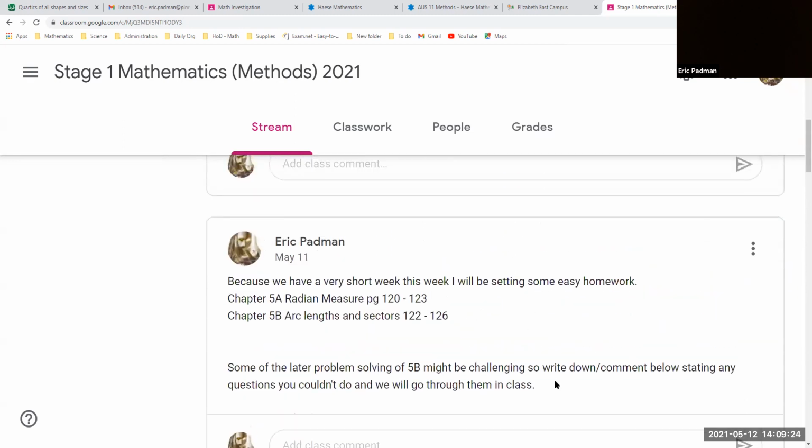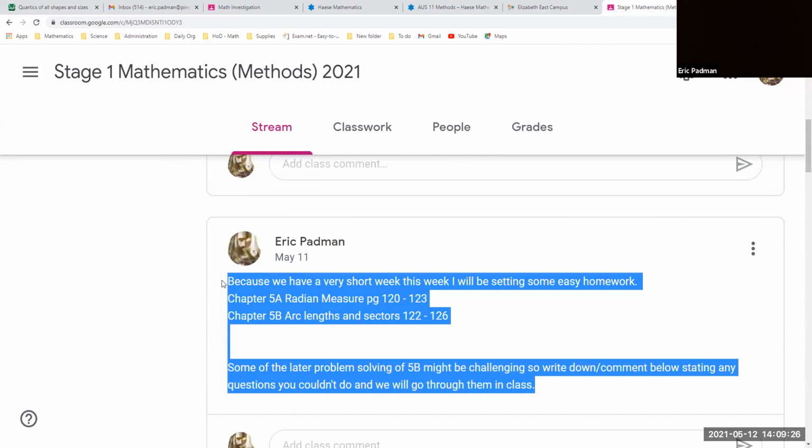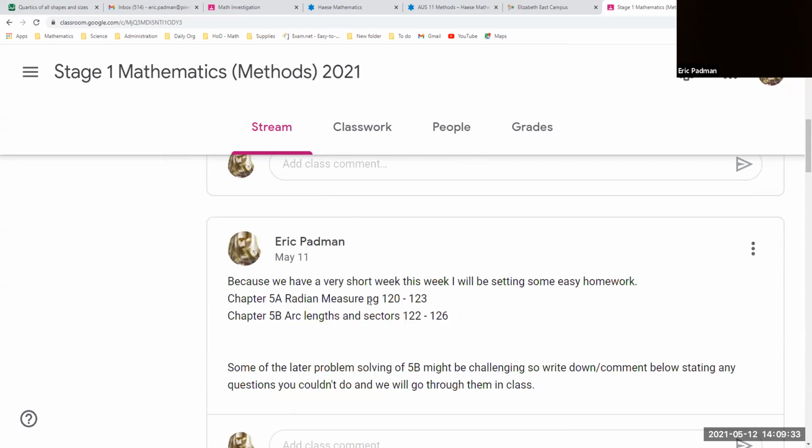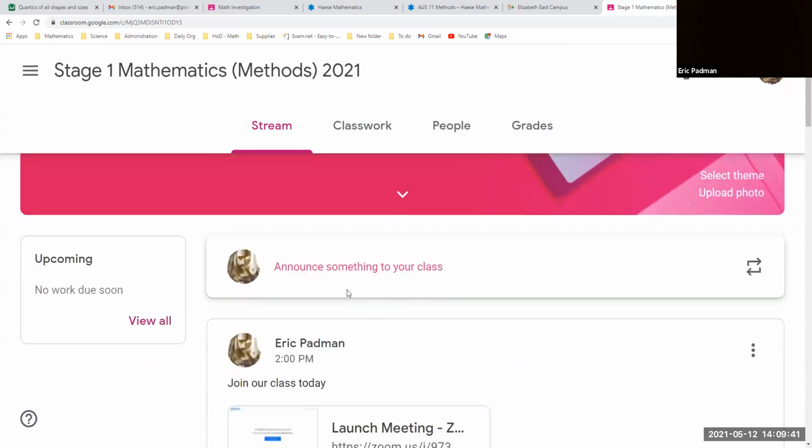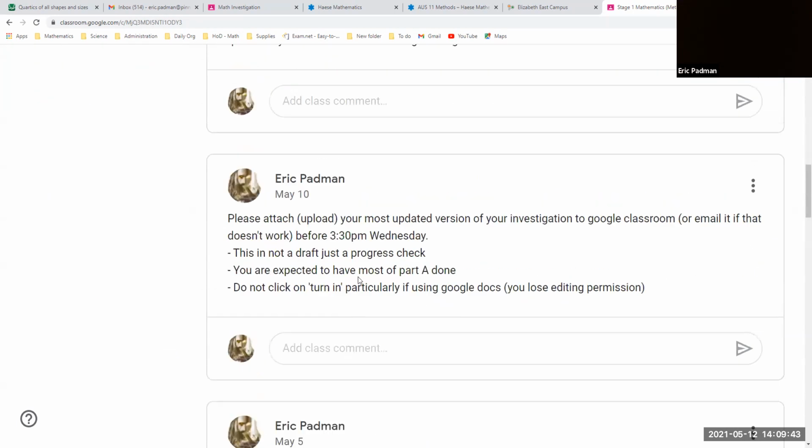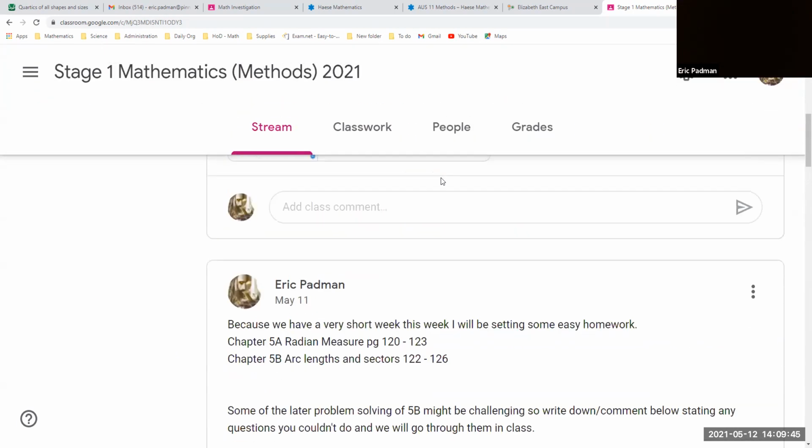Other than that, we've also got the homework I said, so chapter 5A and B. Now, these are pretty easy homework, but I will go through it briefly and I will explain a few concepts. So we'll be doing a little bit of that, do a few questions. We'll start off with that, and then I will show you part B of the assignment. Bear with me, I'm going to do this in one take because I can't be bothered editing, because it takes too long.